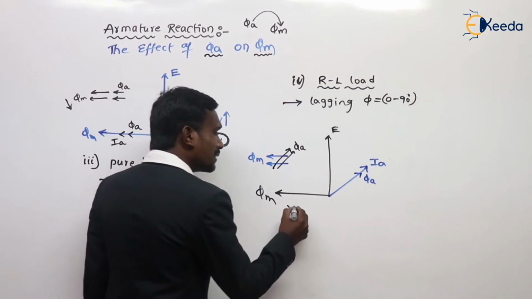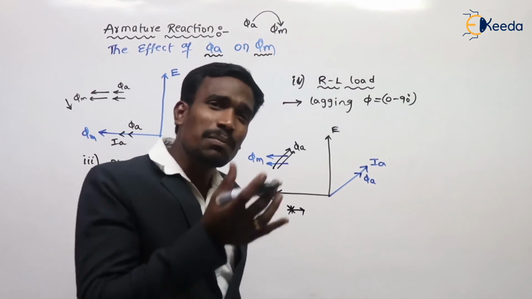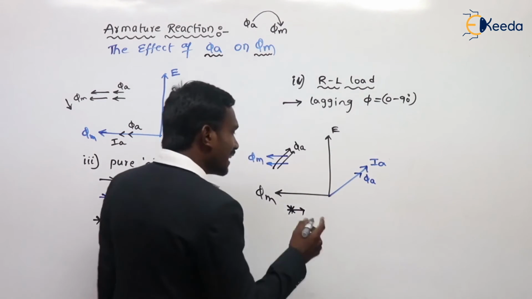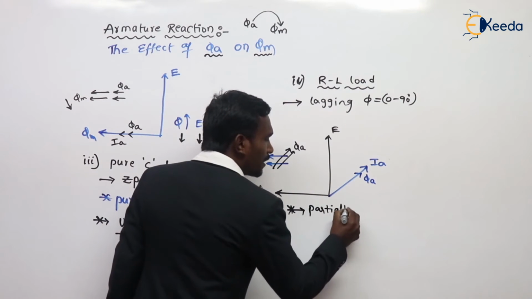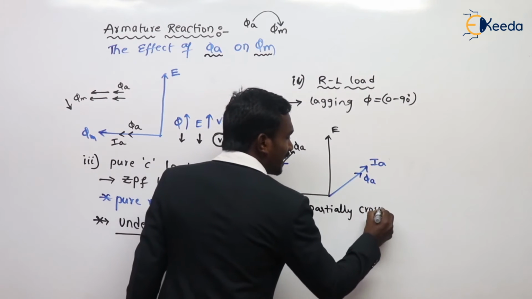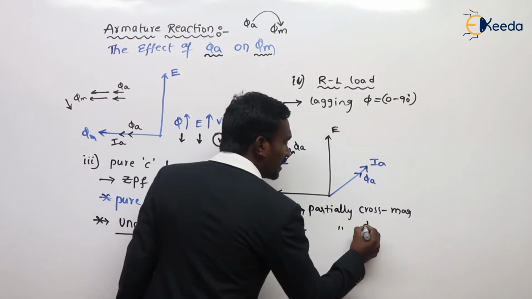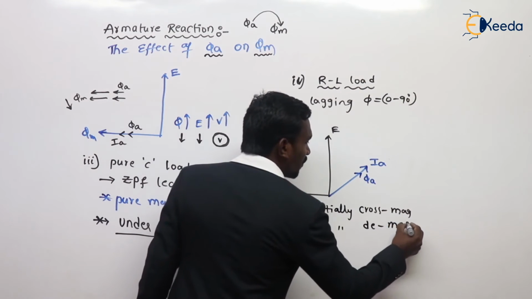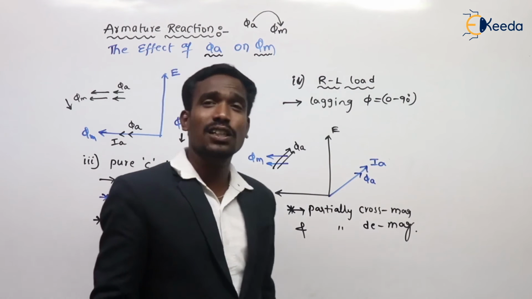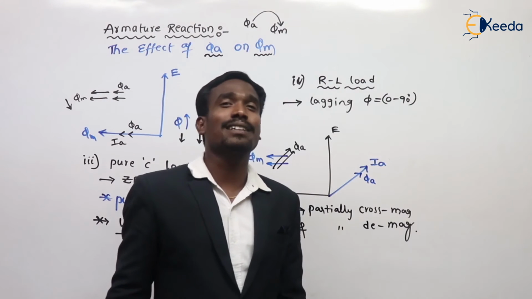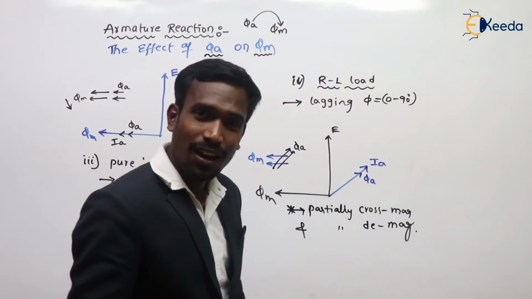Then tell me, what is the effect of armature reaction here? Some cross magnetizing, some demagnetizing. That is technically called partially cross magnetization and partially demagnetization effect of armature reaction. Partially cross magnetization and partially demagnetization effect of armature reaction is this RL load.